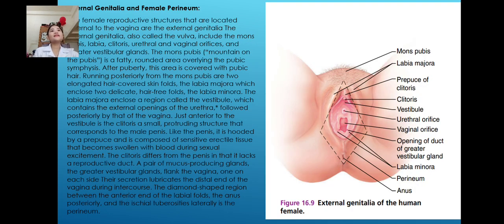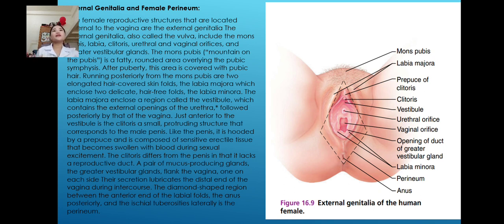So, the external genitalia and female perineum. The female reproductive structures that are located external to the vagina are the external genitalia. The external genitalia, also called the vulva, include the mons pubis, labia, clitoris, urethral and vaginal orifices, and greater vestibular glands. So the mons pubis, or mountain of the pubis, is a fatty rounded area overlying the pubic symphysis. After puberty, this area is covered with pubic hair.